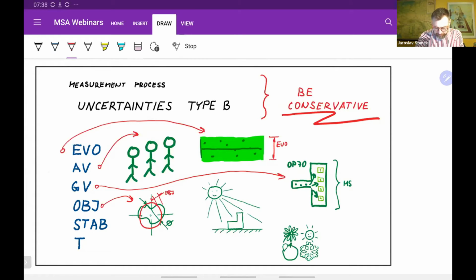So that is an object. The fifth one here is the stability. And this is how the measuring device would change if we would be measuring the same object with the same operator over some longer period of time. So we already have an equipment variation here.